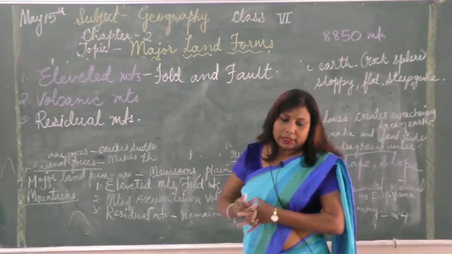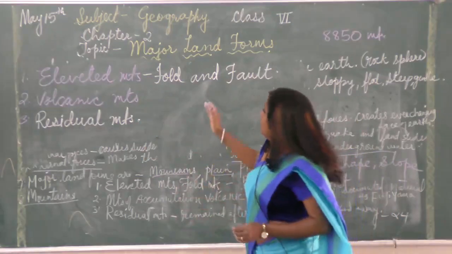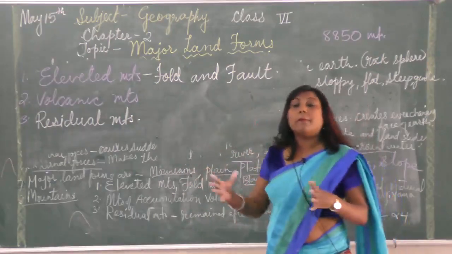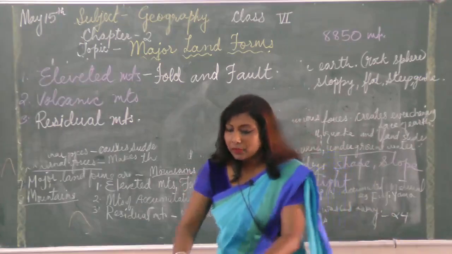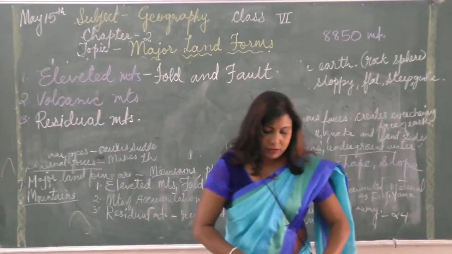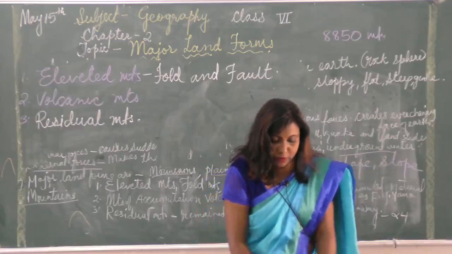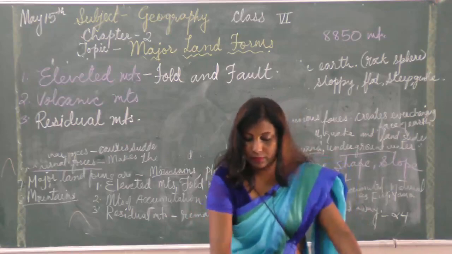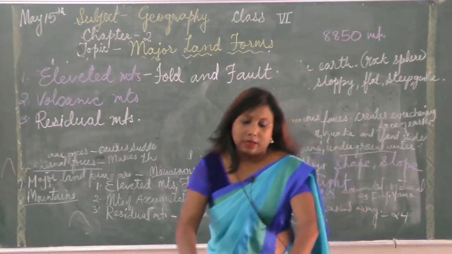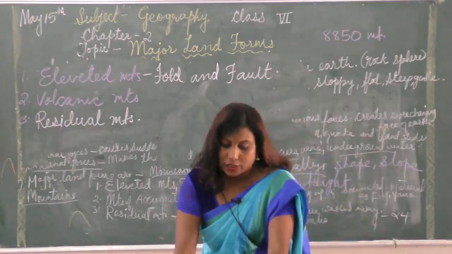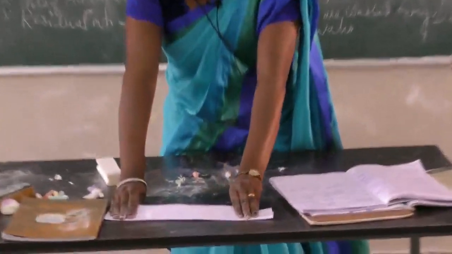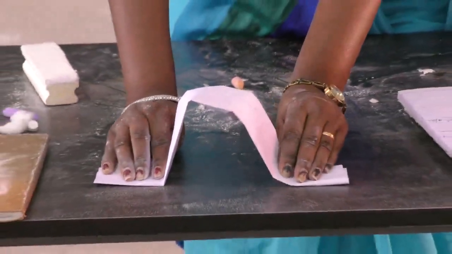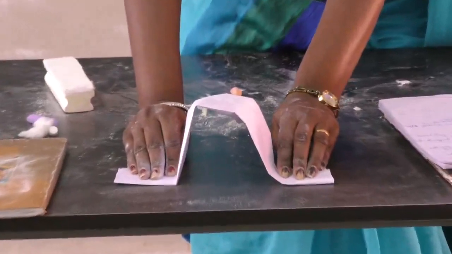Now, let us see the elevated mountain. This kind of mountains are mostly formed due to the pressure, compressional pressure. Now, I have a paper over here, just to give you a small illustration of how fold mountains are created. If you give pressure on this paper from both the sides, what happens? The middle portion is rising, right? So, this is a compression pressure acting upon the earth's surface.